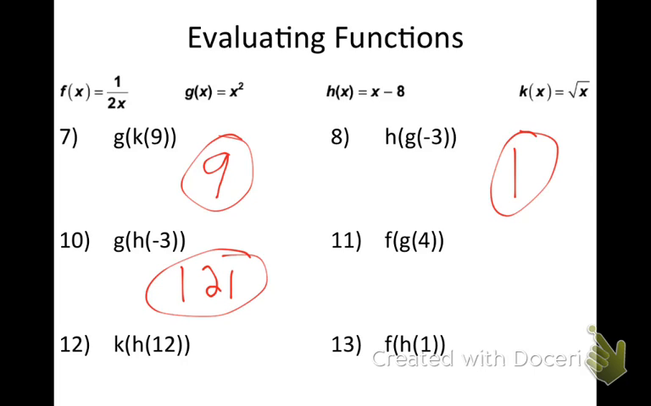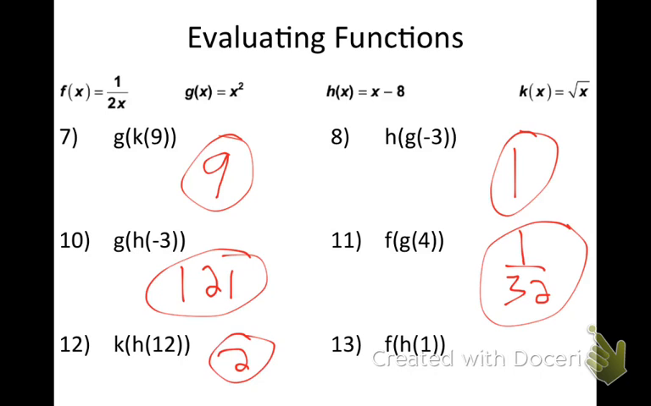Number 11, F of G of 4. What do you get when you plug that one in, Jack? 1 over 32. Correct, sir. Number 12, K of H of 12. What do you get when you plug that one in, Maddie? It is 2. And 13, F of H of 1. What do you get when you plug that one in, John? 14.